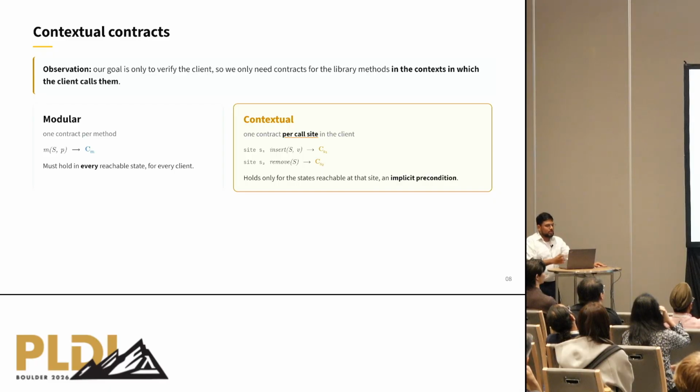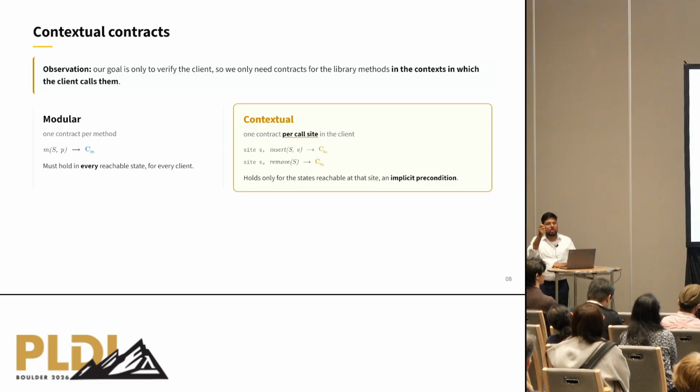Now, what this opens you up to is this idea of a contextual contract, right? So you have modular contracts, which we're all familiar with, and I presented to you. These are contracts for library methods that are universal. They hold for all possible inputs. In another sense, they basically are true for any client that might use the library methods. On the other hand, you can have contextual contracts, where you have one contract per call site.